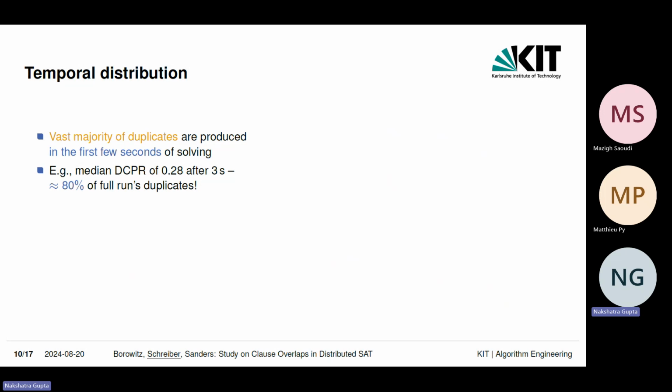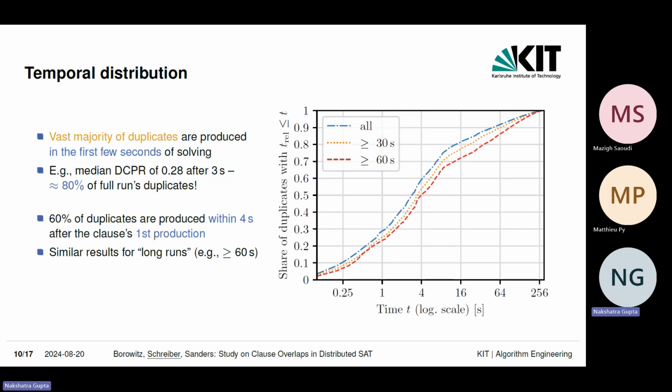We also looked at how those clause overlaps are distributed along the temporal axis. So first of all, we noticed that the vast majority of duplicates are actually produced in the first few seconds of solving. For example, we noticed that we got a median DCPR of 28% after only 3 seconds of running, right? So 28% of duplicates, and that already makes up around 80% of our full run's duplicates. So my intuition is that the solver threads are initially very close together, and then they fan out in a way, right?